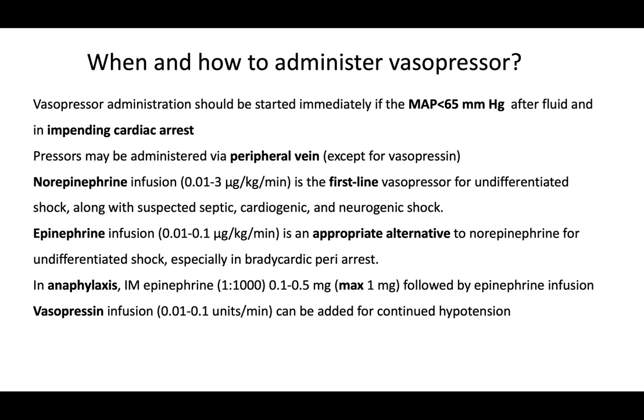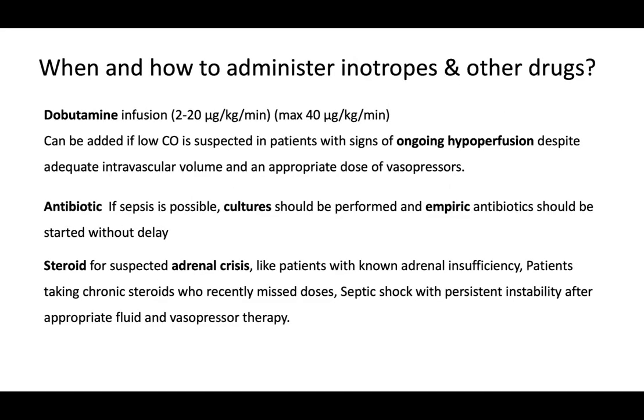Epinephrine infusion is an appropriate alternative to norepinephrine for undifferentiated shock, especially in bradycardic patients, but as we know, it increases lactate and can increase arrhythmias. In anaphylaxis, give epinephrine intramuscularly, followed by epinephrine infusion. Vasopressin infusion can be added when a single vasopressor alone is insufficient. Vasopressin is 0.01 to 0.1 units per minute, and once this dose is reached, there is no point in escalating further.